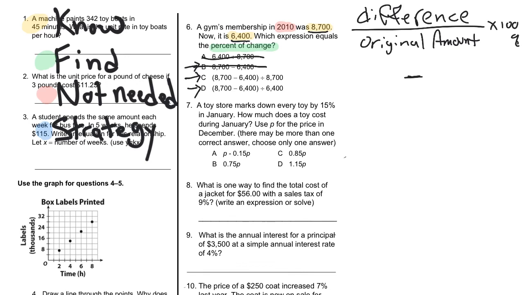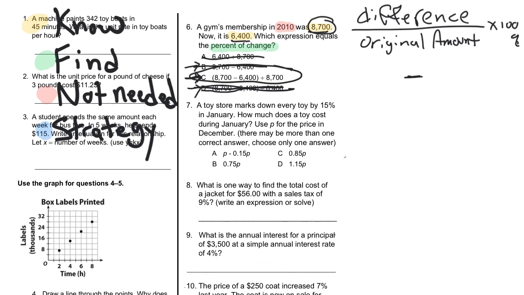All right, so the next one is original amount. So original amount was 8,700. So which one is dividing by the original amount? Well, this one is dividing by the original amount, C. D is taking the difference and then dividing by the final amount. So that's not what I want. So that leaves me with C. So that would be the expression, okay? They're keeping it in decimal form, so they didn't put the times 100 to make it a percentage. But this is what you were looking for.